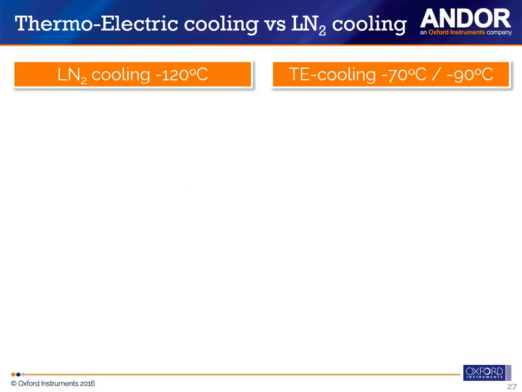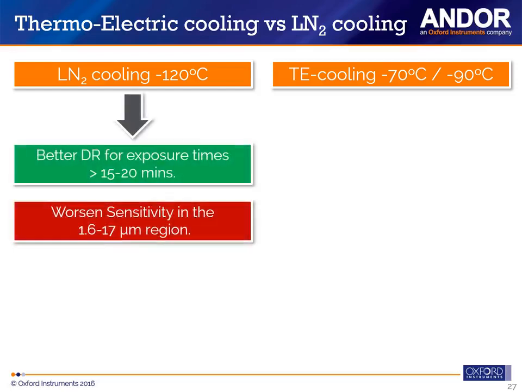So, liquid nitrogen cooled InGaAs or TE cooled InGaAs. As we've said, the advantage of liquid nitrogen is really around the dynamic range, especially if you are dealing with exposure times of 15 to 20 minutes, which is quite a corner case, but nevertheless, some experiments need that type of exposure time. However, we've seen as well that by doing so, we're worsening the sensitivity in the region 1.6 to 1.7 micron. So liquid nitrogen would not be recommended for that region of the spectrum.